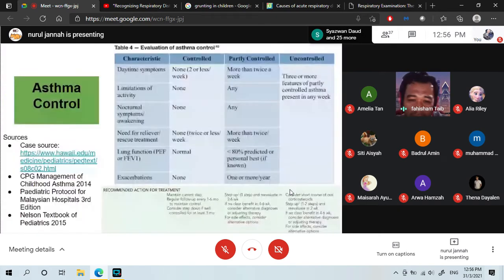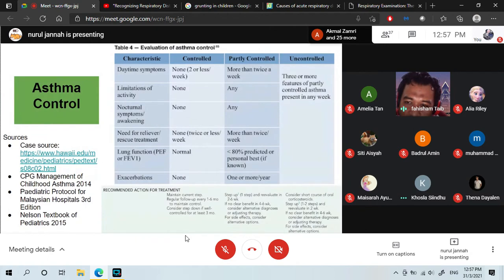Now, what is this? What do you understand of this? Asthma control. Sorry, this one, Kosla will explain. Kosla, what do you understand about this? Yes, doctor. This is for once the steps or treatment has been initiated. Yes, okay. So when the treatment is initiated, then you have to assess whether it is controlled or not controlled. So this is more related to treatment.